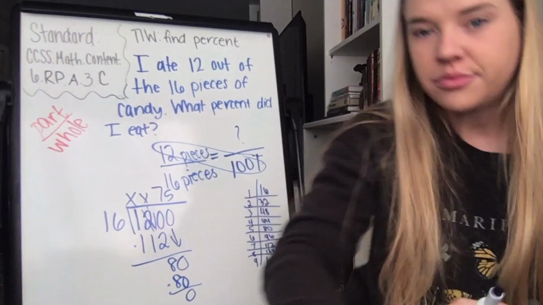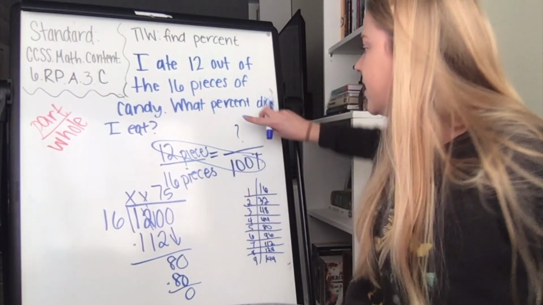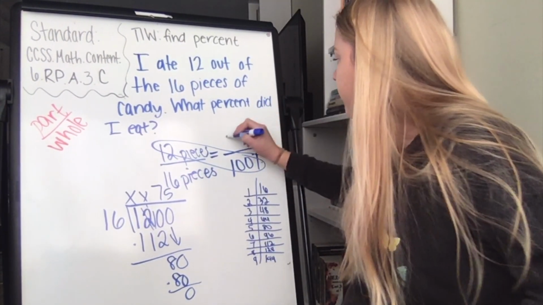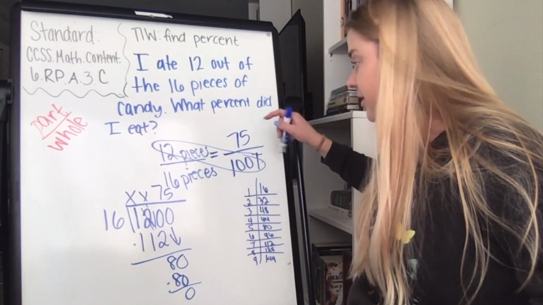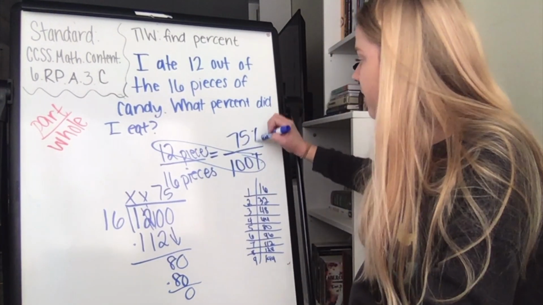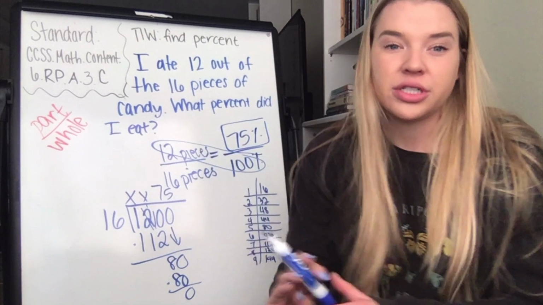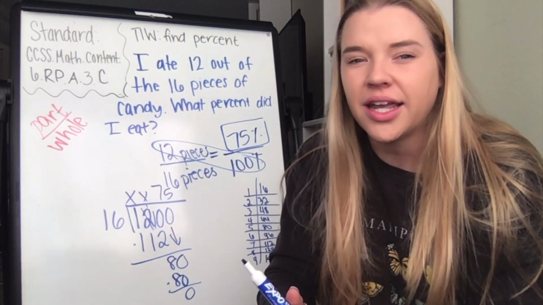Which means that my answer is 75. Since it is going in this section right here, I have to keep that same unit, the percentage. So my answer is 75%. So what percent of the candy did I eat? 75%.